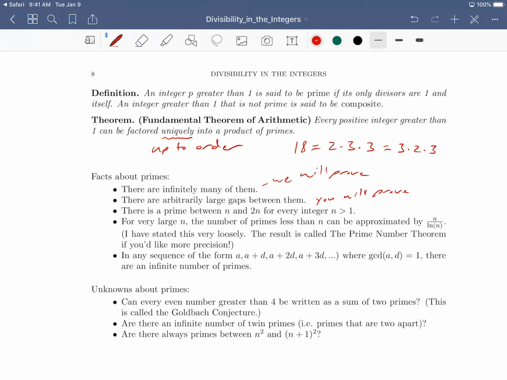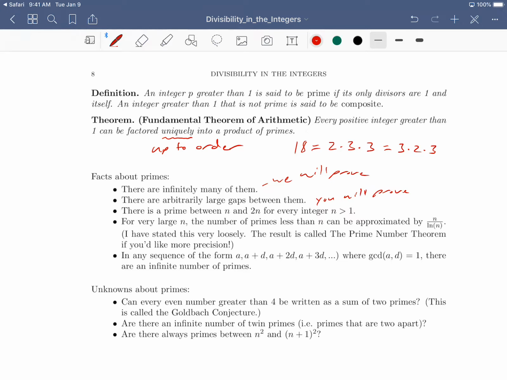Some unknowns about primes. One is the Goldbach conjecture, which says if you have an even number bigger than 4, the conjecture is that you can write it as a sum of two primes. The fact that this is a conjecture means nobody has proven it yet. However, we've done a whole lot of examples, right? Nobody has disproven it either. And so that means we have checked all the even numbers that we have been able to check, and they can be written as a sum of two primes. But no one's been able to prove whether or not this is true. So this is a really famous conjecture.